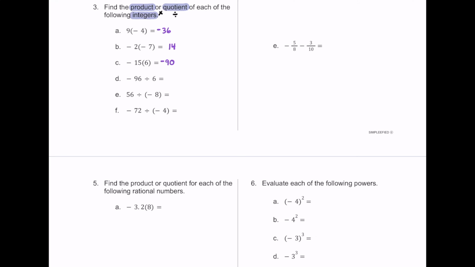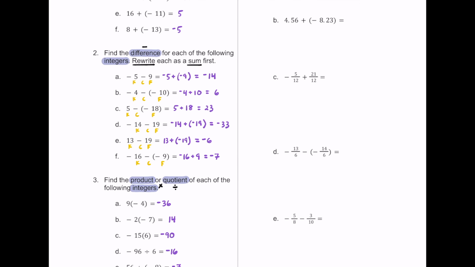For 3d, we have negative 96 divided by 6. 96 divided by 6 is equal to 16, but since we have the opposite of 96, we should have the opposite of 16. For 3e, we have 56 divided by negative 8. So 56 divided by 8 is equal to 7, but we're dividing by the opposite of 8, so we should have the opposite of 7. Finally, for 3f, negative 72 divided by negative 4. 72 divided by 4 should be 18, and because it's a negative divided by a negative, or the opposite of 18, that's just going to stay as 18.